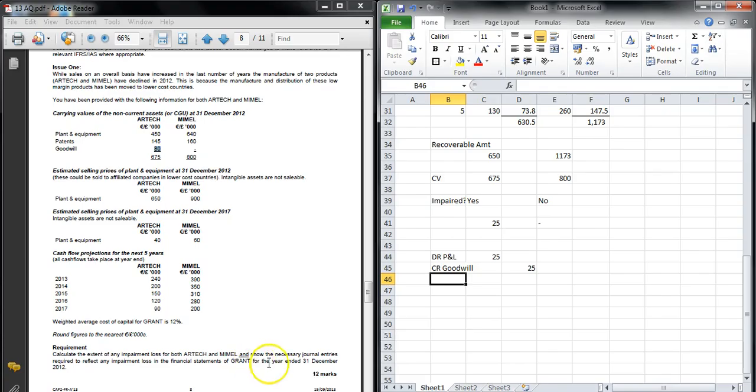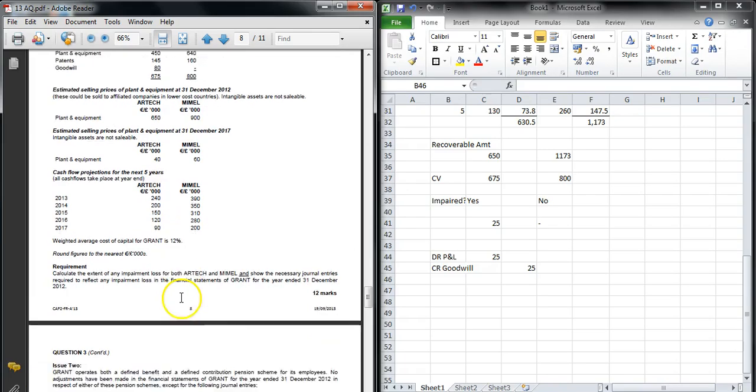And again, remember, you are asked for the necessary journal entry, so don't forget to put it in because there will be marks going for it. So that is IAS 36, impairment of a cash generating unit. And if you do want further practice in terms of past exam questions in that area, look at Summer 15 question 3 and Autumn 14 question 1. So it has come up in the past couple of years as well.